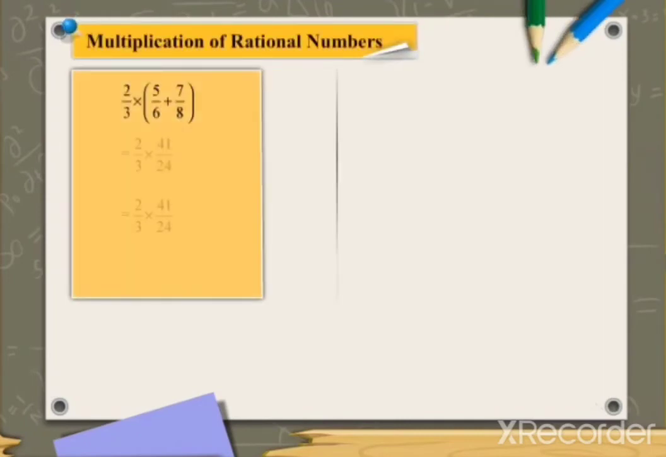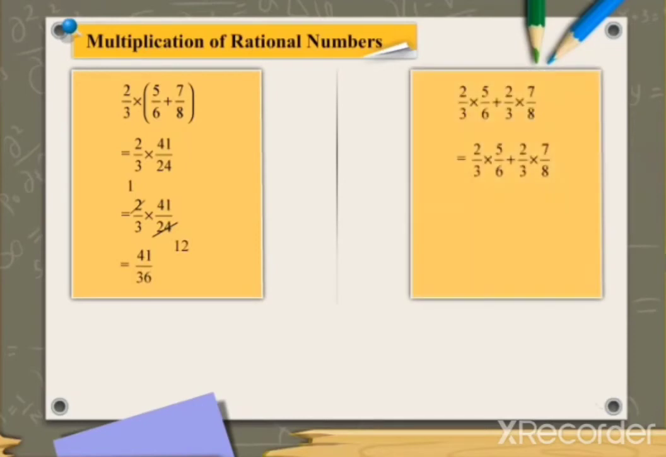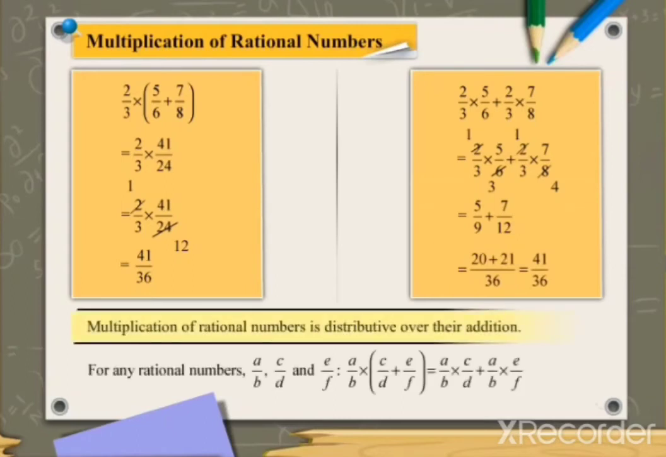Look at the given example. On solving, we get 41 upon 36. On the other hand, multiplying 2 upon 3 by 5 upon 6 and 7 upon 8 gives us 5 upon 9 plus 7 upon 12. This is equal to 41 upon 36. Thus, multiplication of rational numbers is distributive over addition.